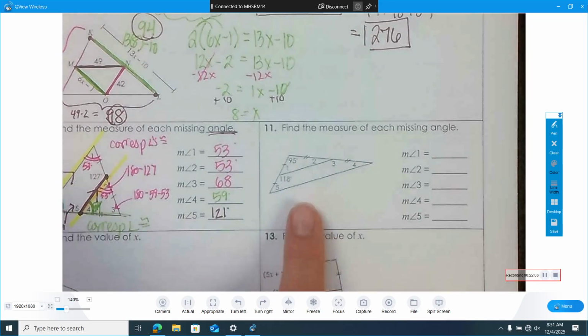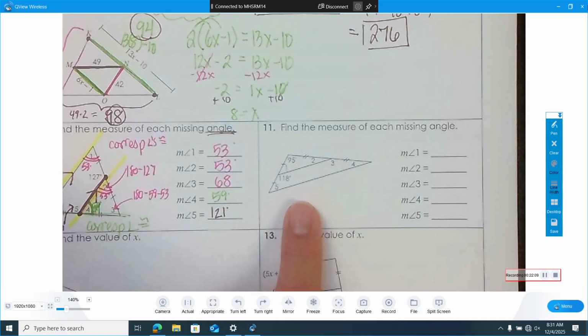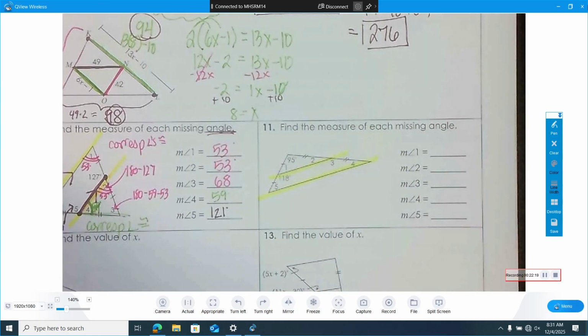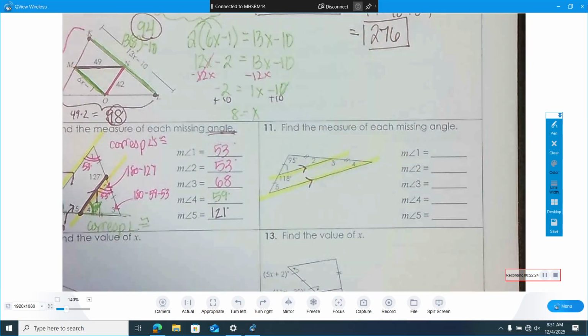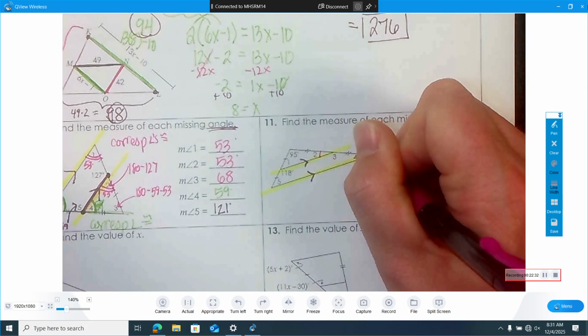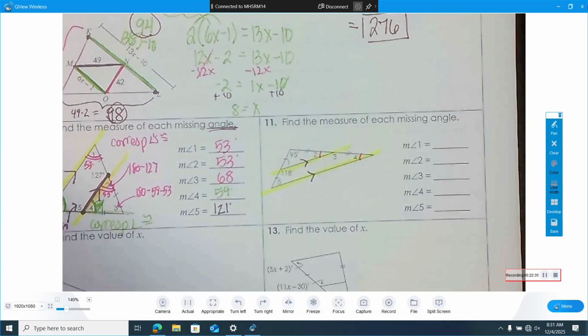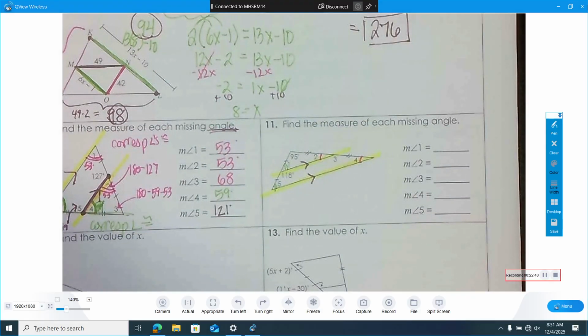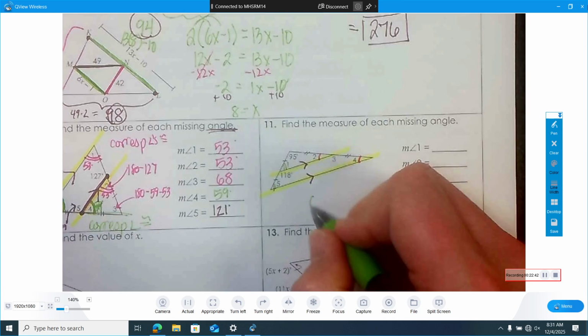Will you please look at number 11 and mark your corresponding angles congruent, please? It might help to mark your parallel lines very clearly. Highlight those parallel lines. We have parallel lines. What are the corresponding angles? 2 and 4, and 1. Yes, angle 2 is congruent to angle 4, and also angle 1 is congruent to angle 5. You must be able to identify your corresponding angles, all right?